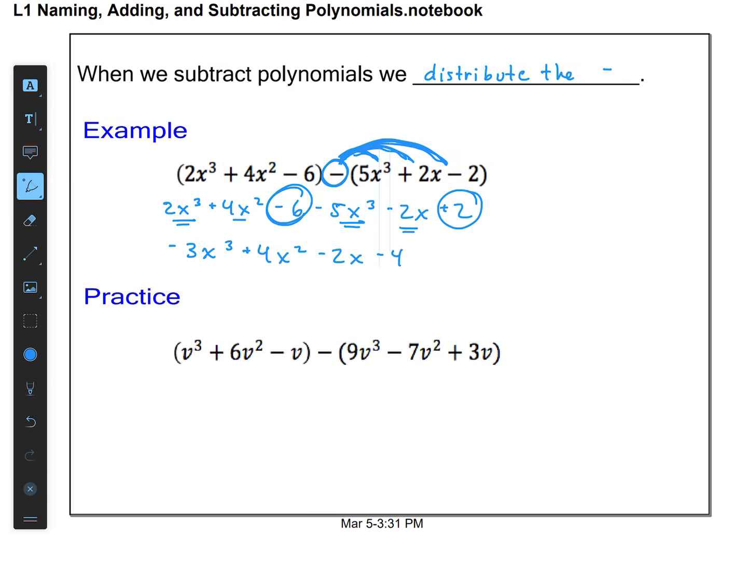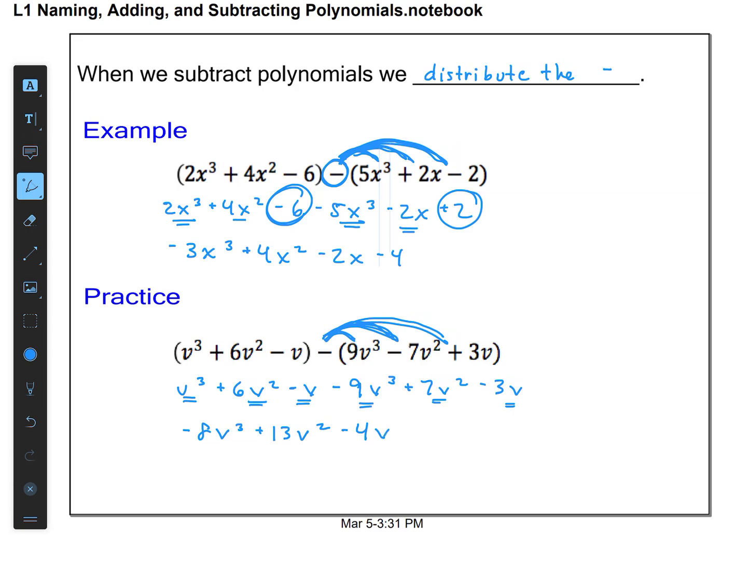Okay, you can practice this one if you want. I will do it on here. You can distribute this minus. So we get v to the third plus 6v squared minus v minus 9v to the third, because I distribute here. Minus a negative becomes plus 7v squared. Distribute this negative, and negative times a positive is negative 3v. Combine your like terms. We have a v to the third and a negative 9v to the third, which is negative 8v to the third. 6v squared plus 7v squared is 13v squared. Negative v minus 3v is negative 4v.